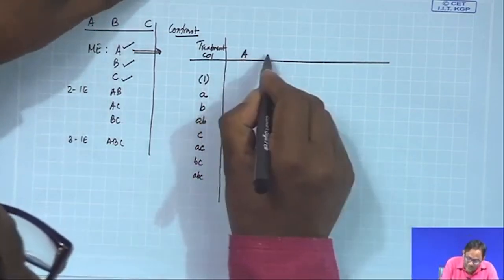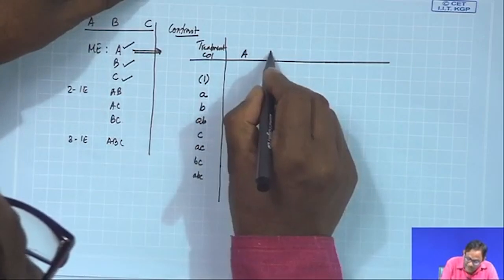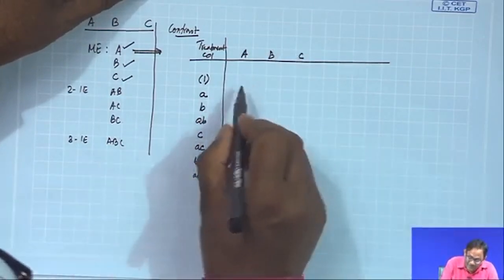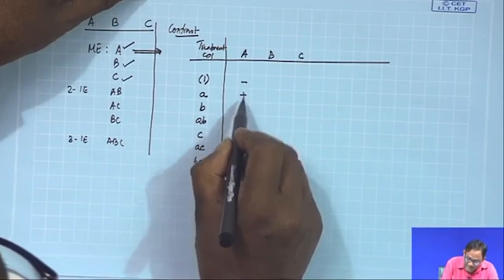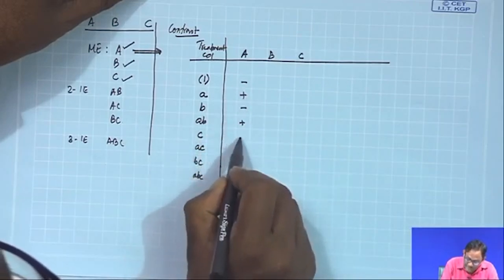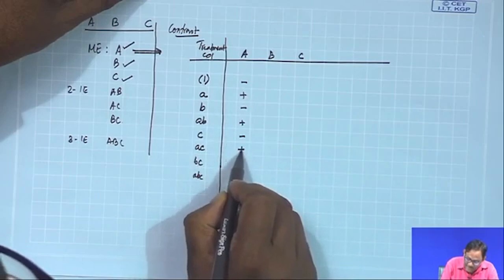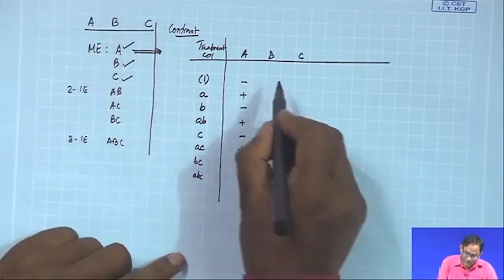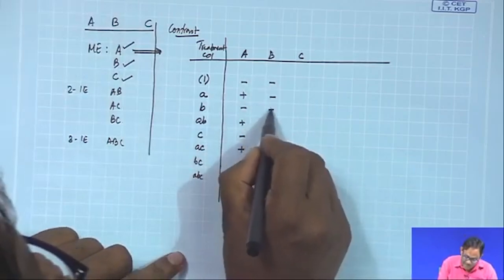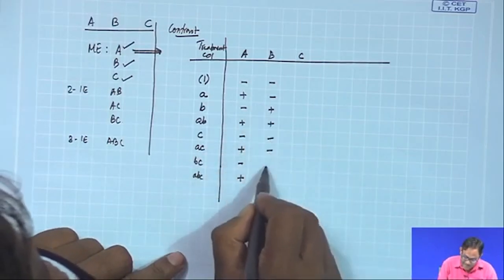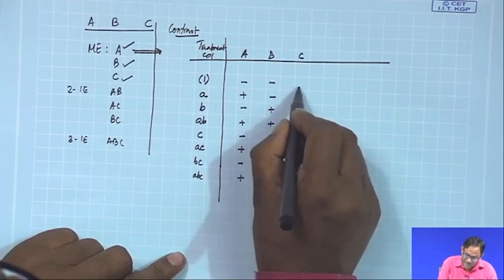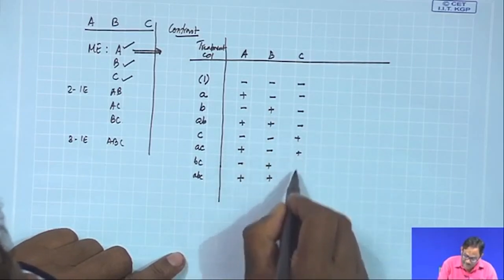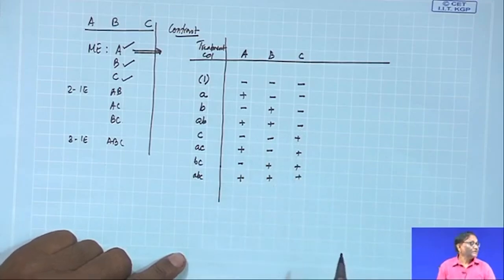What is the general rule? You find out A, B, C from the design matrix. For A: minus, plus, minus, plus, minus, plus, minus, plus. For B: minus, minus, plus, plus, minus, minus, plus, plus. For C: minus, minus, minus, minus, plus, plus, plus, plus.